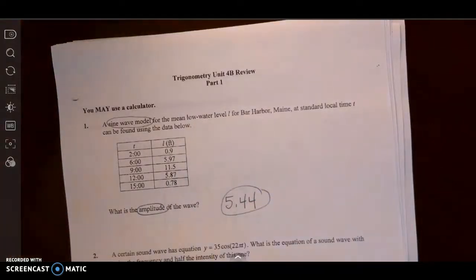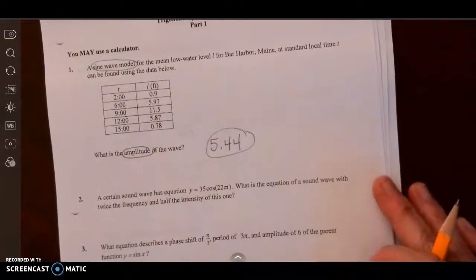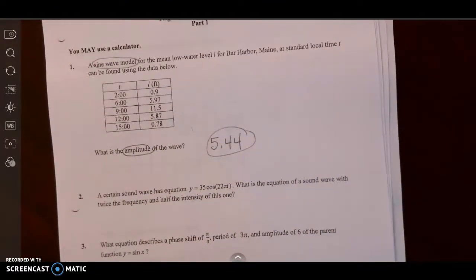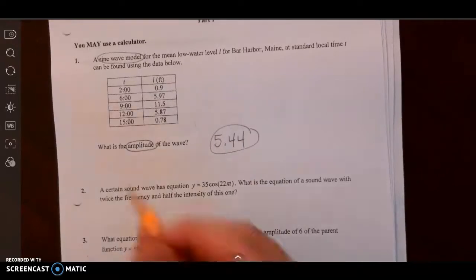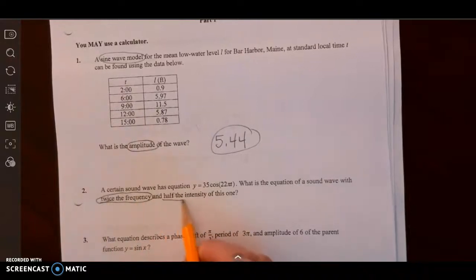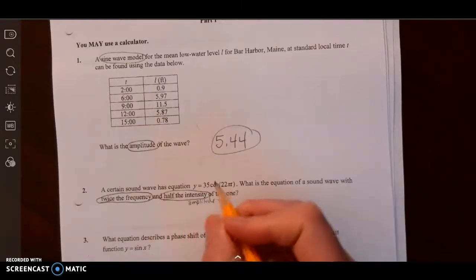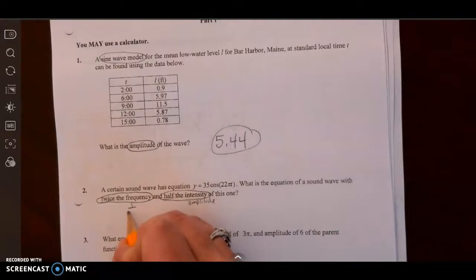Okay, my next equation says a certain sound wave has the equation y equals 35 cosine of 22 pi t. What is the equation of a sound wave with twice the frequency and half the intensity? Remember, intensity is amplitude, and frequency is the reciprocal of the period.